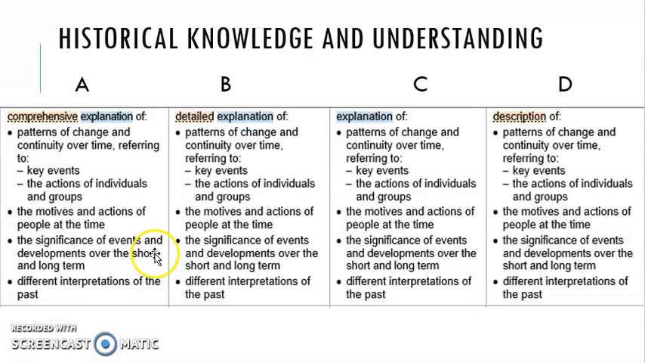Did they have a short-term impact, so things that affected the country immediately, or was it something that affected the country in the long term? You then also need to be able to show different interpretations of the past. So that might be different sources about the same topic that you have included in your research and your essay. It might be primary and secondary source interpretations, different people giving a different perspective on what happened. And again, across these 4 dot points, your teacher is looking for whether you have explained these in a way that is comprehensive, detailed, just explained, or a basic description.